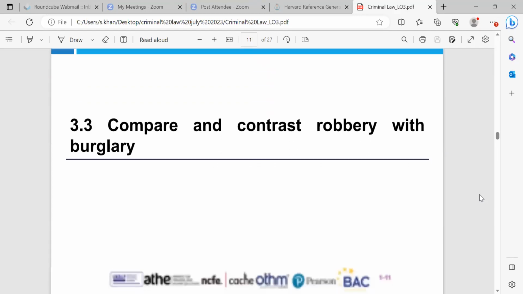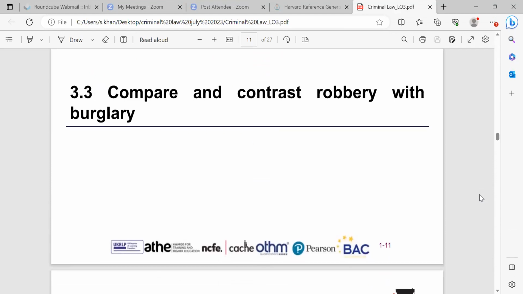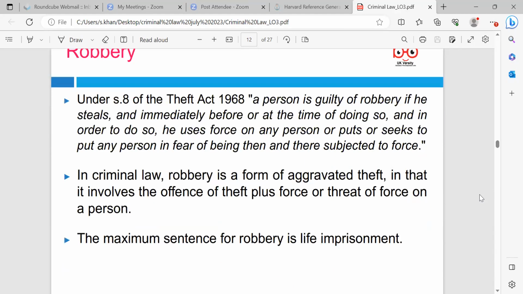3.3, compare and contrast robbery with burglary. Under Section 8 of the Theft Act, a person is guilty of robbery if he steals and immediately before or at the time of doing so, and in order to do so, he uses force on any person or puts or seeks to put any person in fear of being then and there subjected to force. In criminal law, robbery is a form of aggravated theft in that it involves the offence of theft plus force or threat of force on a person. The maximum sentence for robbery is life imprisonment.